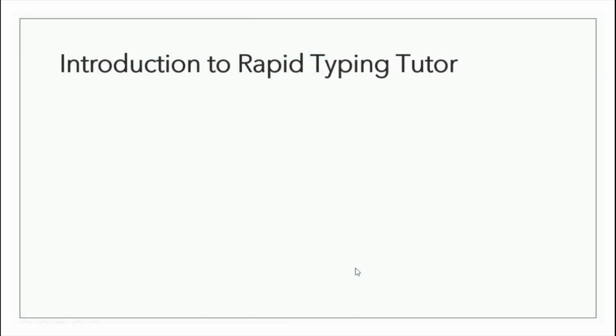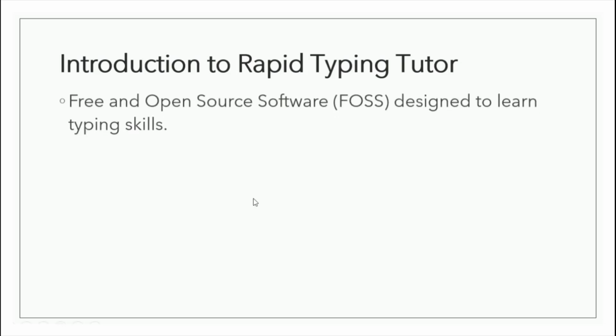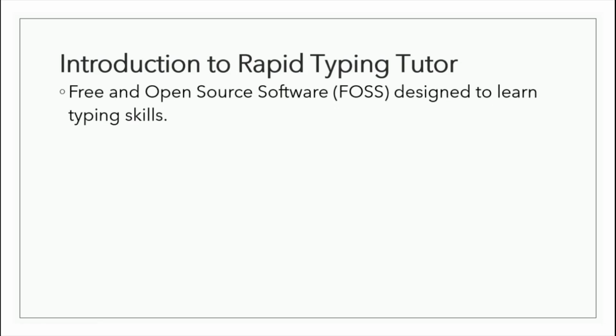In this slide, we are going to cover a brief introduction to Rapid Typing Tutor. This is software which is available free of cost, and it is open source software. Now, what is open source? Whenever the word open source comes, it means that the code or the language or the script behind this software is free of cost and available to be edited by anyone.